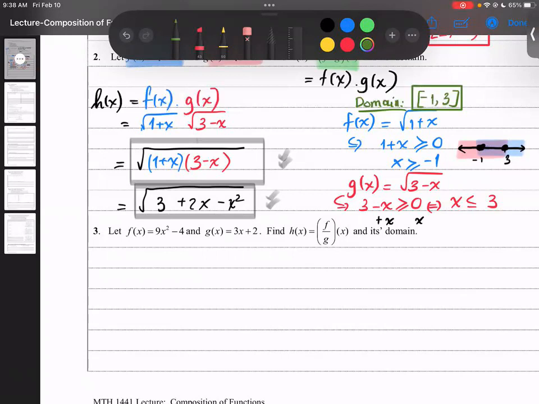Any questions? People on Zoom, you can ask a question by speaking up or putting the question in the chat. Okay.